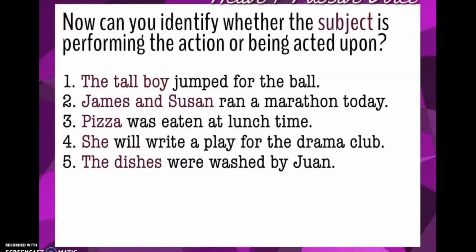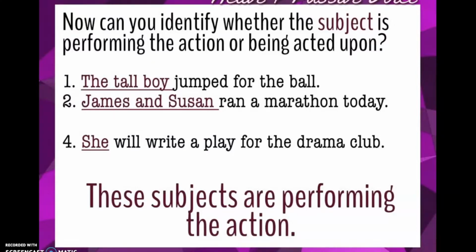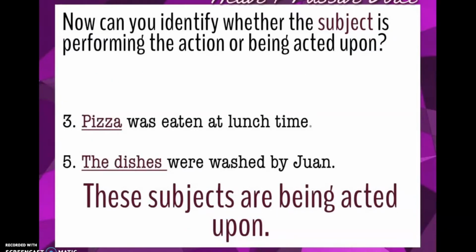So now identify whether the subject is performing the action directly, so they are directly doing something, or if it's something that's being acted upon. These subjects are performing the action. The tall boy jumped. He's jumping directly. James and Susan ran. She will write. These subjects are being acted upon. Pizza was eaten. The dishes were washed. Those are regular nouns. They can't really do anything, so they're acted upon.